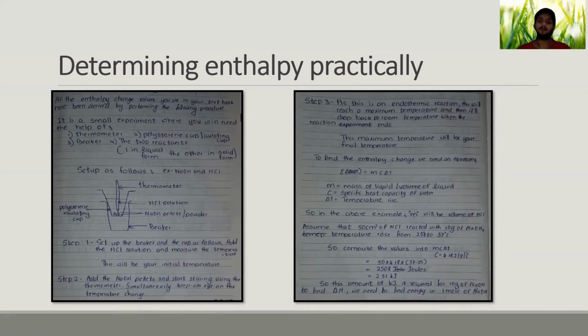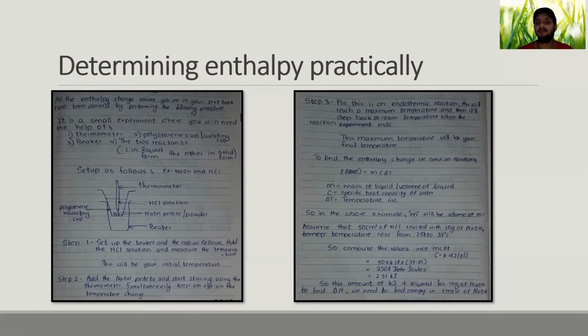The final temperature that we record should be the maximum temperature. What happens in this reaction is the reactants keep on reacting, and they come to a point where they stop reacting. No more reaction happens, and at that point we have the maximum temperature. Beyond that, the temperature will slowly, gradually move down again. So we need to be cautious and record the maximum temperature. The maximum temperature is the final temperature.